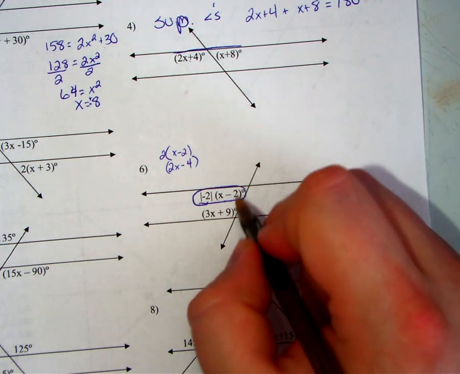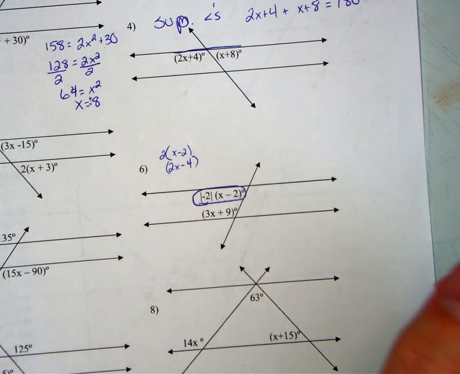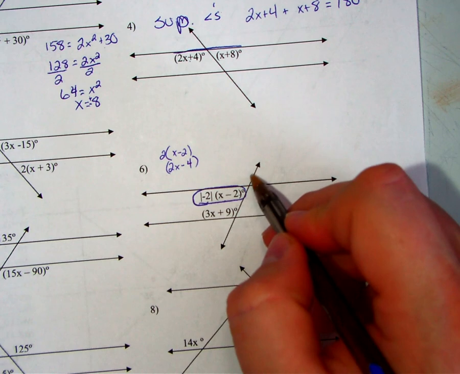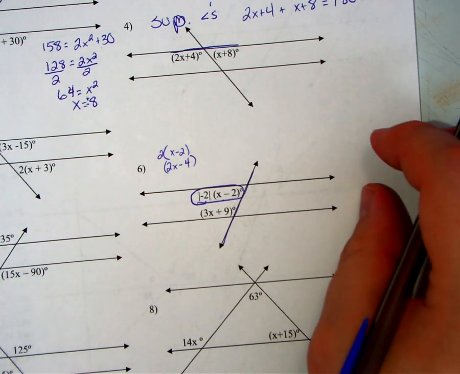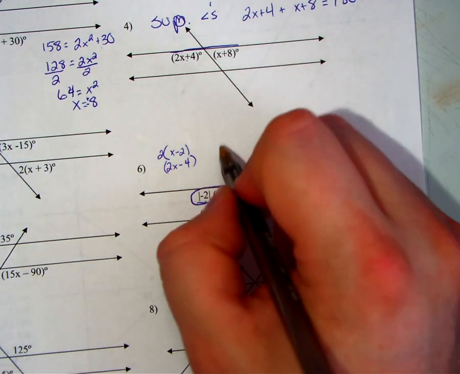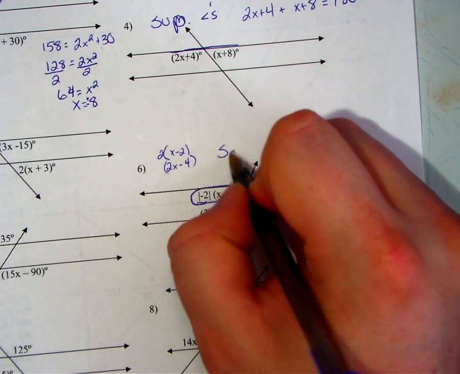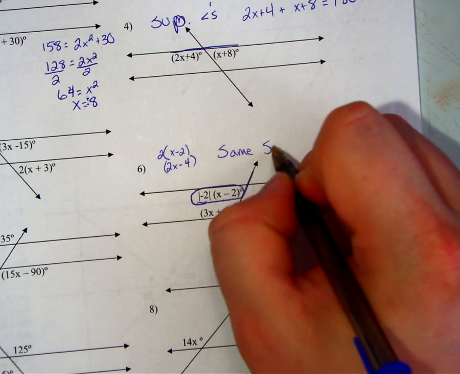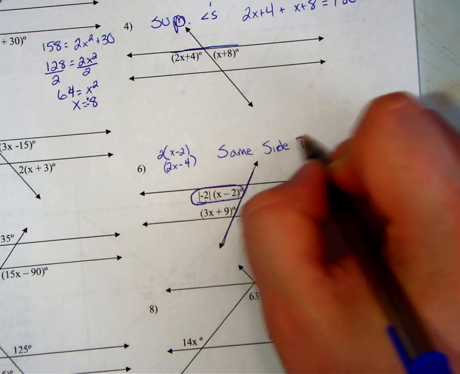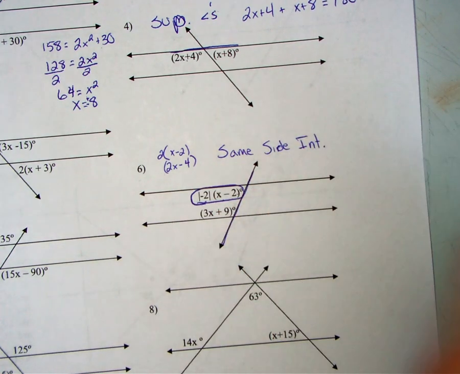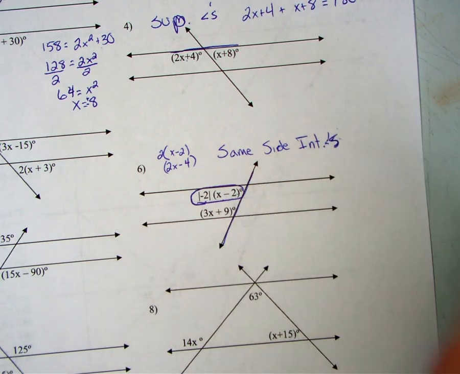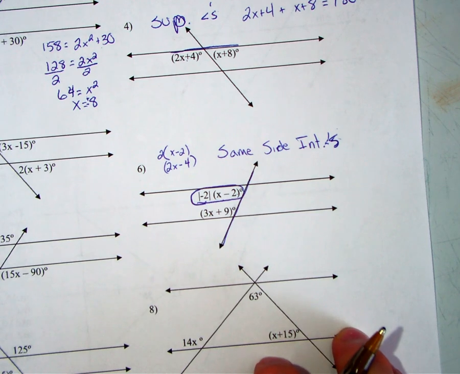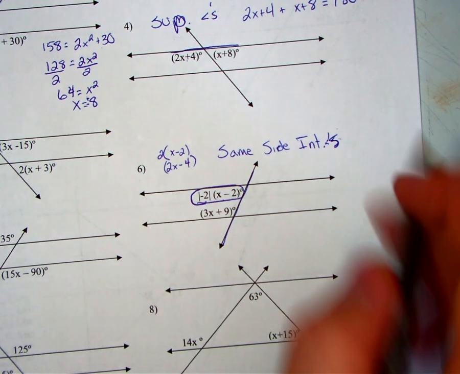Well, I can see that I have two angles on the same side of the transversal. So by the time I've said same side, I should only be thinking of one angle relationship. Same side interior angles. Now, same side interior angles have a supplementary relationship.